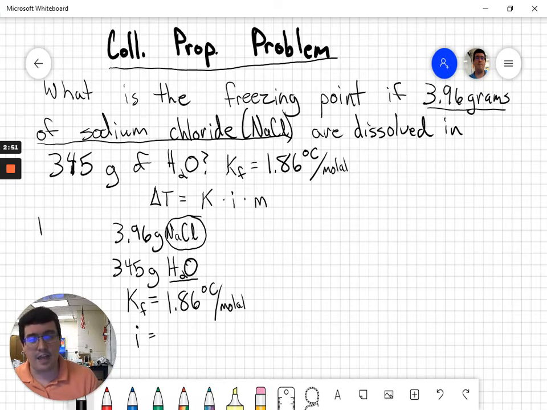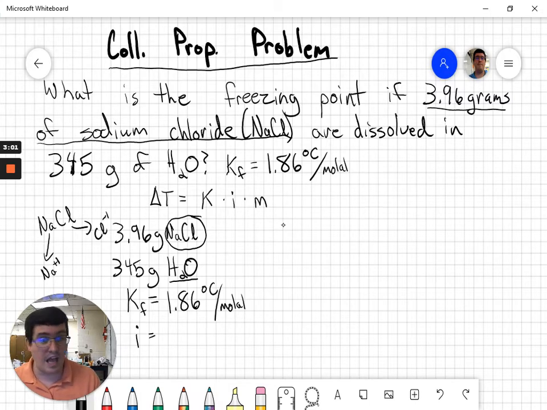We can figure out I for that, so we remember sodium chloride is an ionic compound. It breaks apart into sodium and chloride ions, so that's 1, 2. So I is 2 for sodium chloride. The only thing left here is molality, so I need to be able to figure out molality.